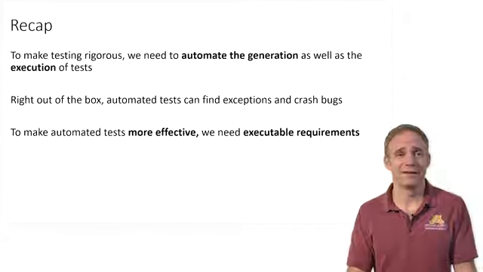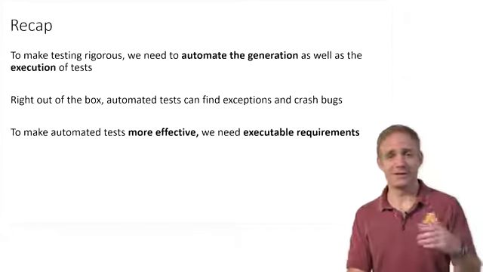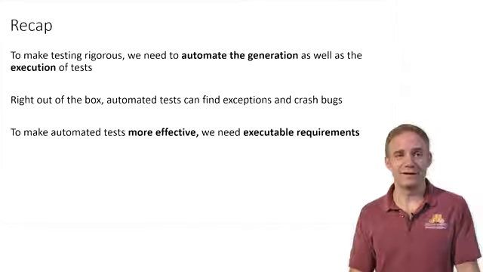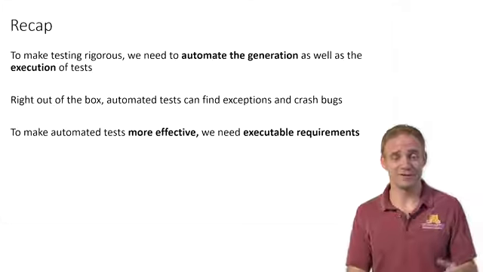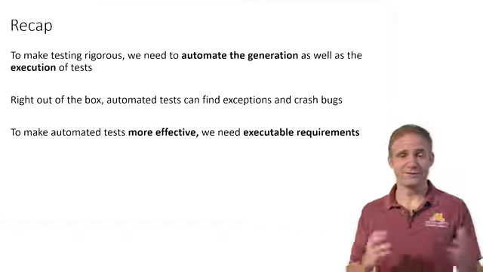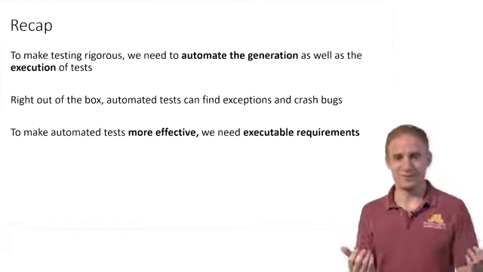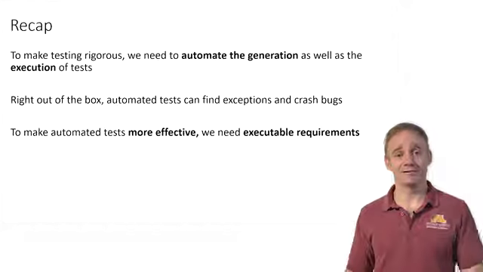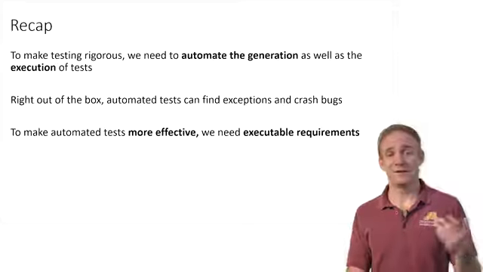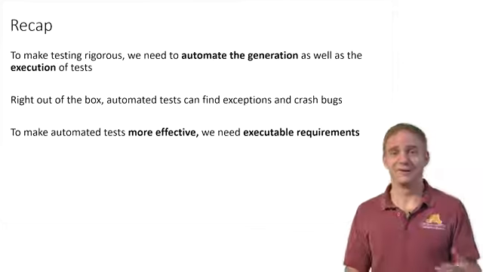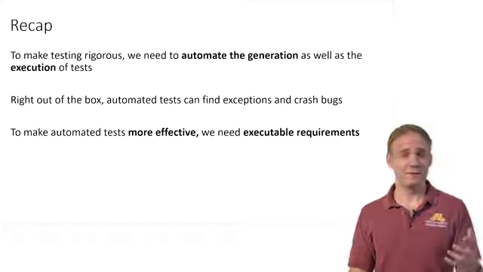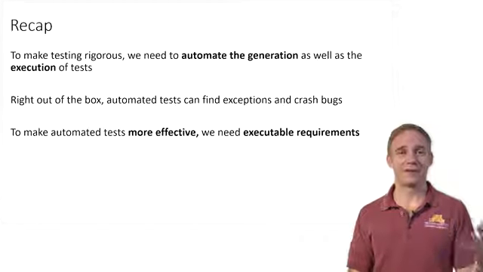And right out of the box, without even making an oracle, which I made a kind of a complicated oracle there, automated tests can find exceptions and crash bugs. So if I didn't bother to say what the right display value was, I could still run a bunch of random tests through to make sure the program didn't crash in any cases. But if you want to make automated tests more effective, we need to have some notion of executable requirements. And so we'll spend quite a bit of time over this course in describing how to make those requirements and how to make those automated tests.